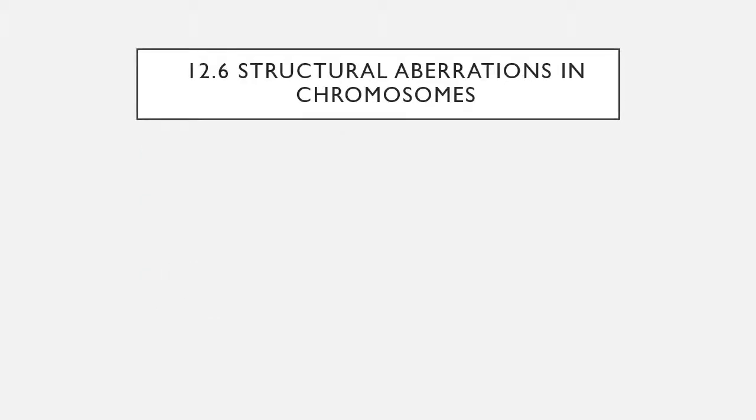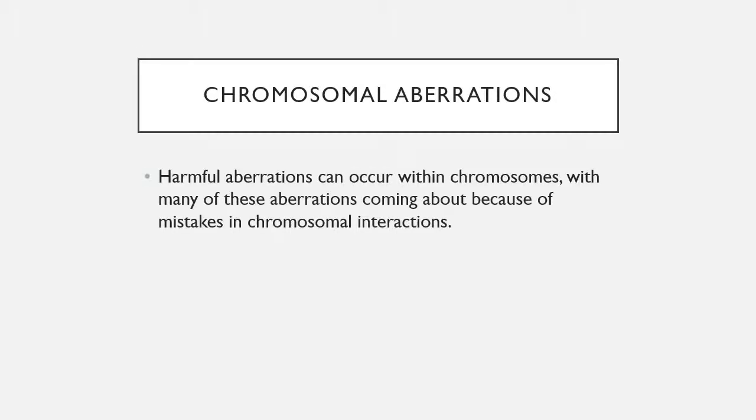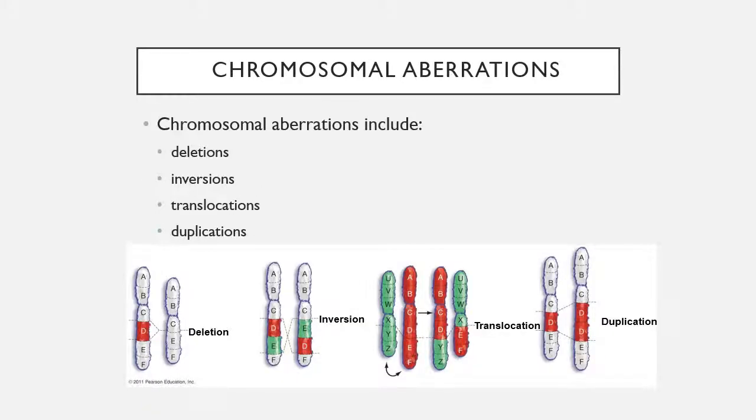Our last section in this chapter is 12.6, structural aberrations in chromosomes. Harmful aberrations or changes can occur within chromosomes, and many of these aberrations come about because of mistakes in chromosomal interaction. There are different types of problems that can occur when your DNA gets copied and does not get copied properly. For example, a piece of your DNA or a piece of that chromosome can be deleted entirely. So you might have this segment that just doesn't get copied over, and the chromosome ends up like this.